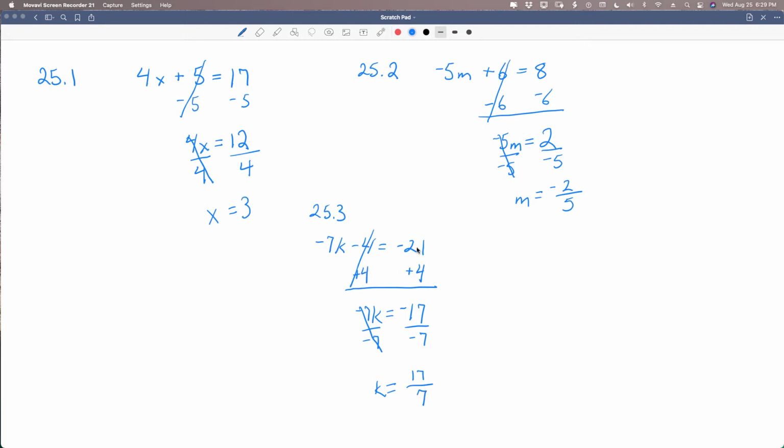We added 4 to both sides so that we could eliminate this. That gave us negative 7k equals negative 17, so we divided on both sides by negative 7, and the negative 7s canceled each other out. We eliminated them, and when we divide a negative by a negative, two negatives cancel each other out. So we can't have a negative here, it's going to be a positive. So k equals a positive 17/7.